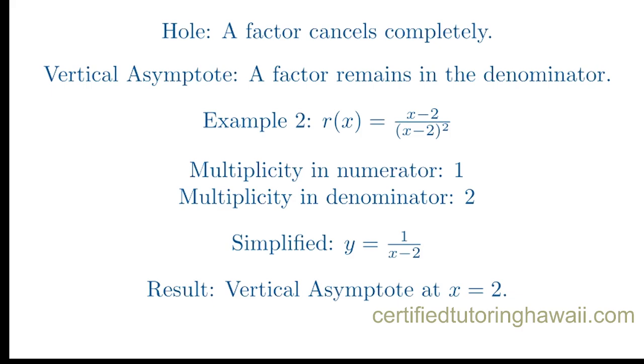Let's summarize. Holes appear when a factor cancels completely. Vertical asymptotes appear when a factor remains in the denominator after simplification. By factoring and comparing multiplicities, you can easily tell them apart. Let's put it all together with one final example.